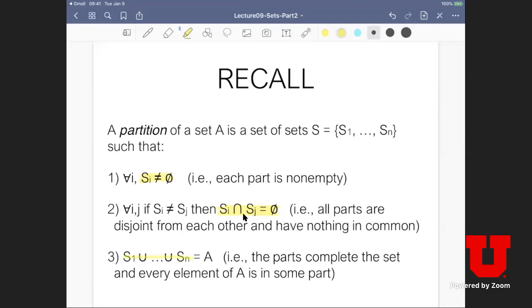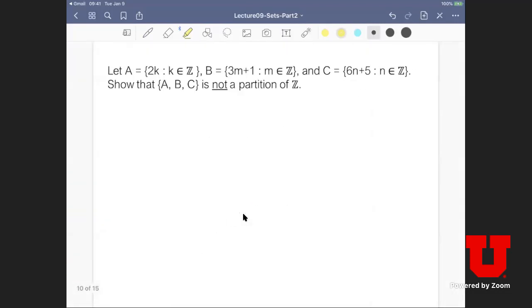The last one is that their union has to be equal to the original set, which means that every element of A is in some part, or in some of those sets. Okay, so let's look at the first one.